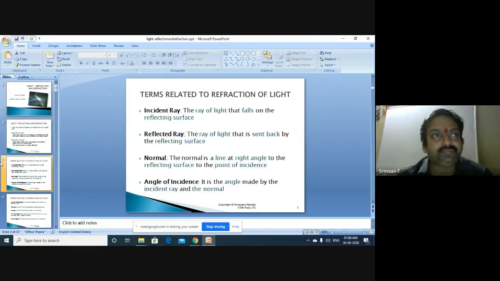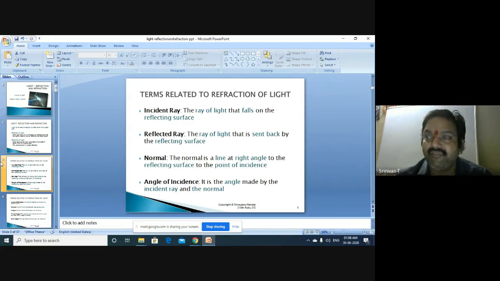Now, there are some important definitions with regard to the light rays. The first thing is we have to study incident ray. As the name implies, incident ray is the ray of light that falls on the reflecting surface. So a light ray which just falls on the reflecting surface is said to be incident ray because it is incident on one of the surfaces. So we call it incident ray.